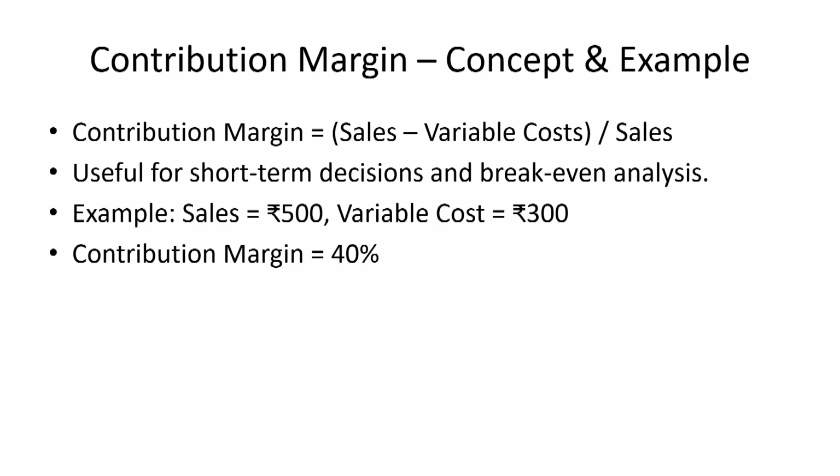Let us have a look at one example. Let us say sales of rupees 500 with a variable cost of 300. So, this will give us a contribution margin of 40%. 500 minus 300, which is 200, divided by 500, which is 40%. So, this is about the basic concept of gross margin, operating margin, net margin and ultimately the contribution margin. Contribution margin reflects the break even analysis of the company: how many units need to be sold in order to reach a situation of no profit, no loss.